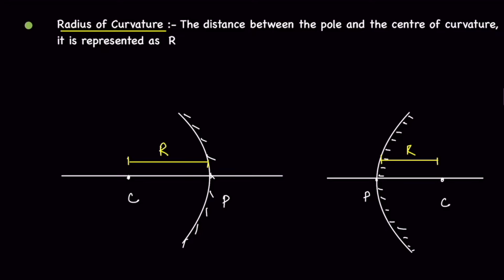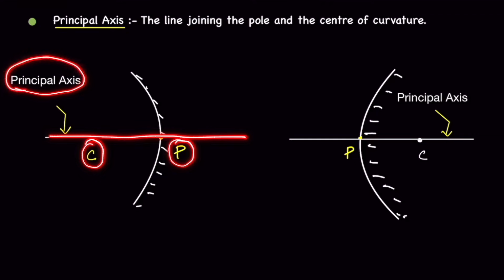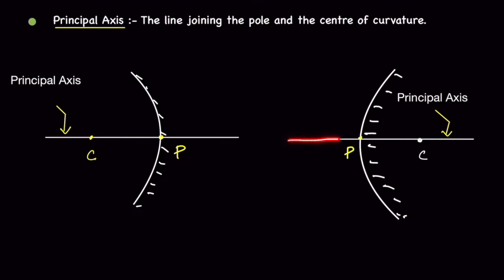Next is principal axis. Principal axis is the line joining the pole and the center of curvature. It is an imaginary line. So here you see this is our center of curvature, here is the pole. If we join the center of curvature and the pole through an imaginary line, it is called the principal axis. Same thing for a convex mirror. This is the principal axis. It is passing through C and P.